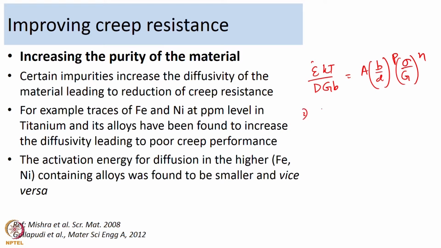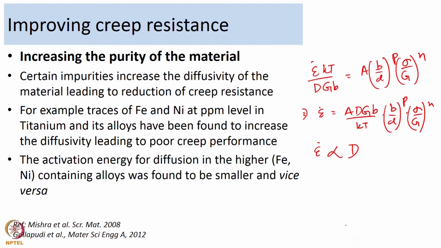So, this implies epsilon dot can be written as A D G b by kT into B by d P, sigma by G to the power n. So, epsilon dot is directly proportional to D, which is the diffusivity. If D increases, then the strain rate of deformation also increases. So, what has been observed is the presence of certain impurities.